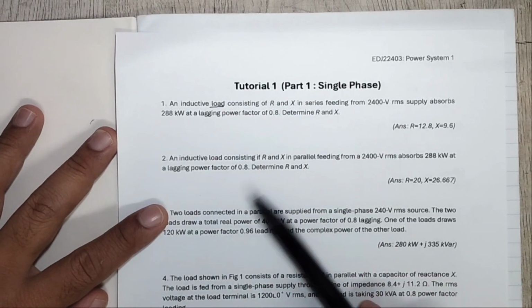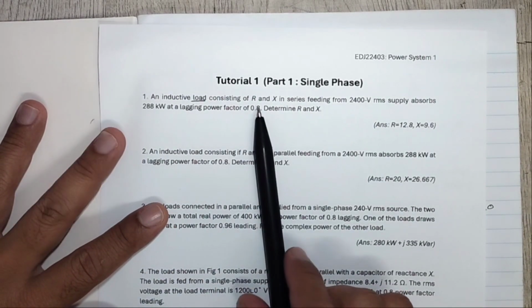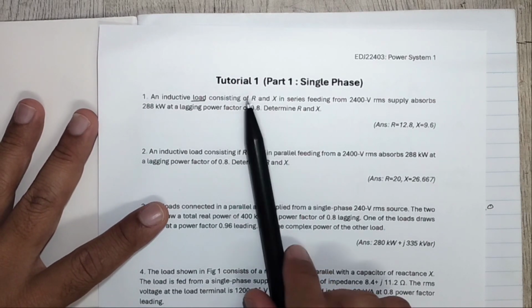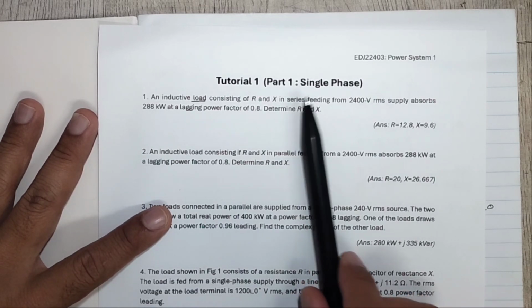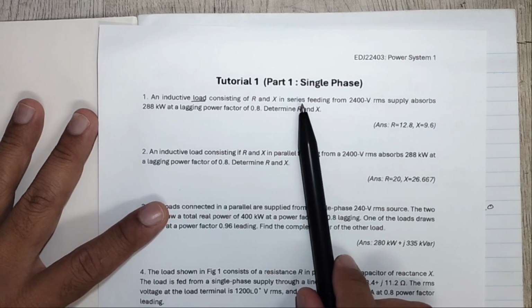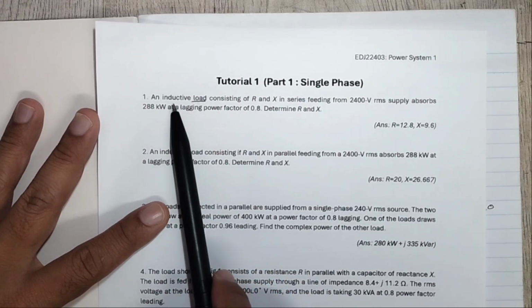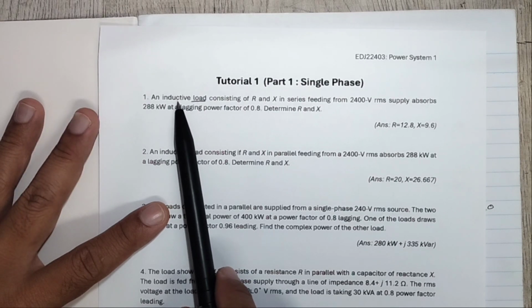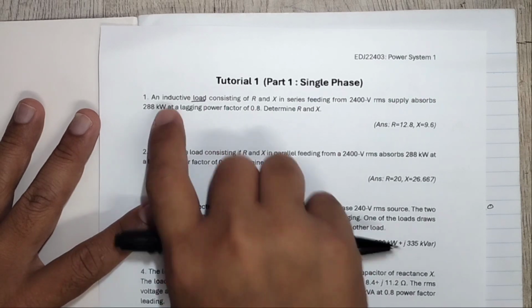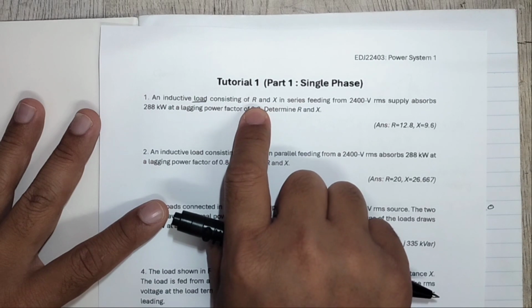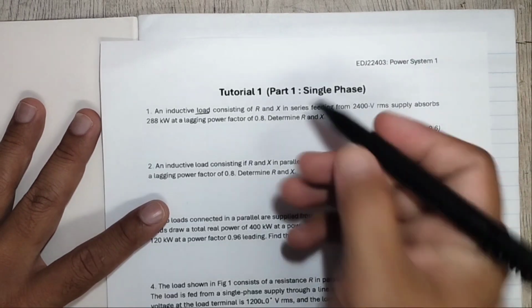Okay, for question number 1: an inductive load consists of R and X in series. Okay, you need to remember series and parallel configuration or connection. Inductive load means that it is inductive in nature. Usually positive, whereas for a capacitive load it's not, but this one doesn't have much effect. So you need to remember R and X are in series.